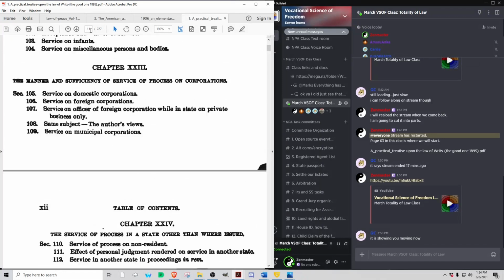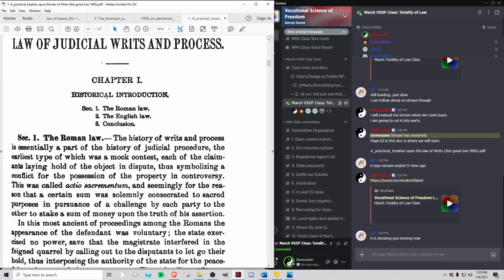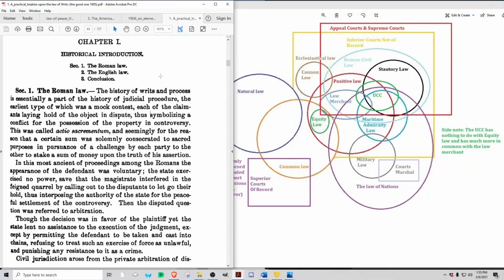So let me scroll back down here to page 63 and get going with the fun historical stuff here. So chapter 1, historical introduction. The Roman law, and let me bring back up our chart here. So the history of writs and process is essentially a part of the history of judicial procedure, right? Which is the map of all this craziness. The earliest type of which was a mock contest.